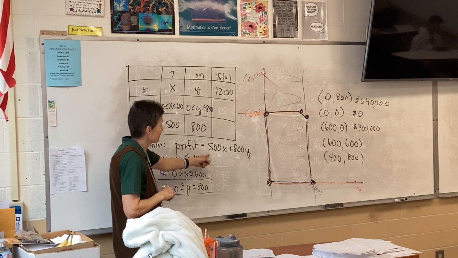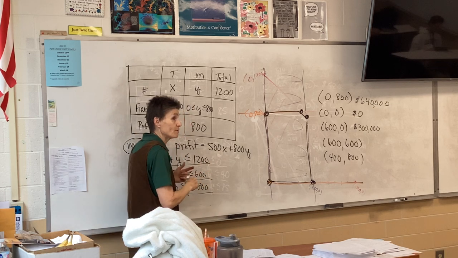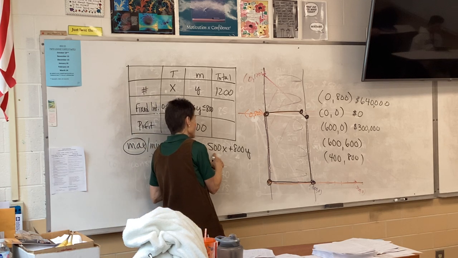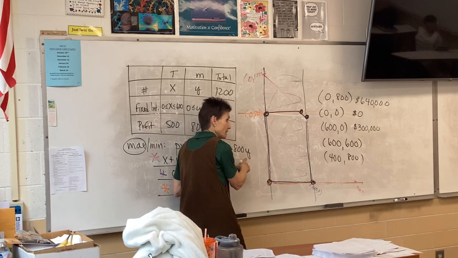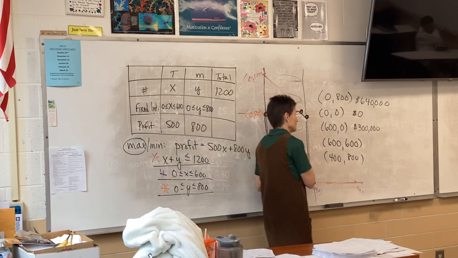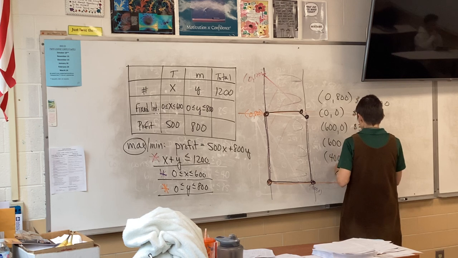Is that right? 500 times 600. And then what about 600 of each? So 500 times 600 plus 800 times 600. That might be our winner. Oh, maybe not. This one's going to be big too. What is that?